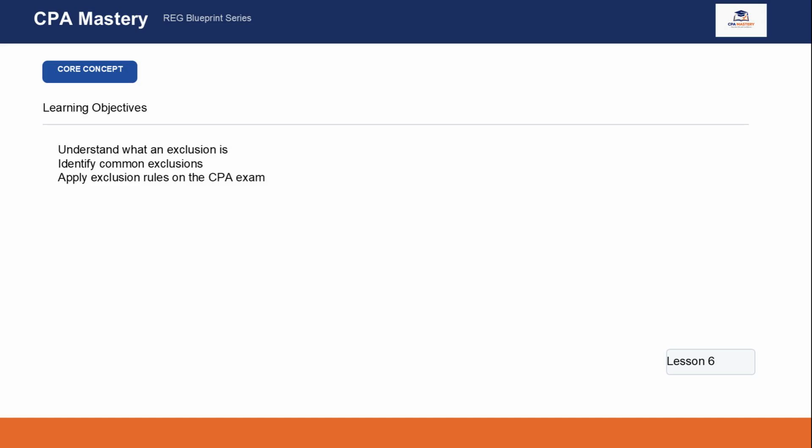First, we will define what an exclusion from gross income means under the tax law. Second, we will examine several common exclusions that frequently appear on the CPA exam. These include municipal bond interest, gifts, and life insurance proceeds. Finally, we will discuss how to recognize exclusions when solving CPA exam questions so that you can correctly determine whether income should be included or excluded from gross income.